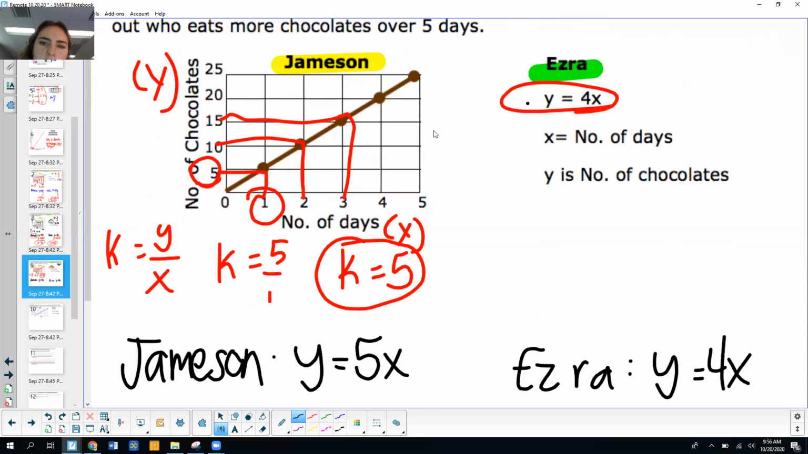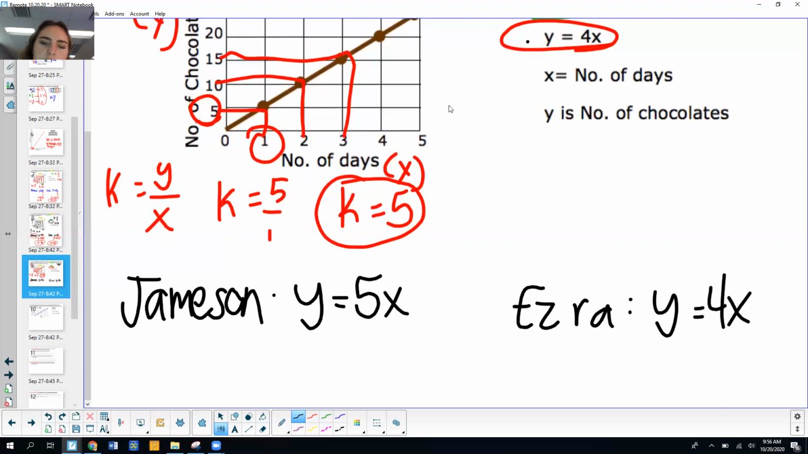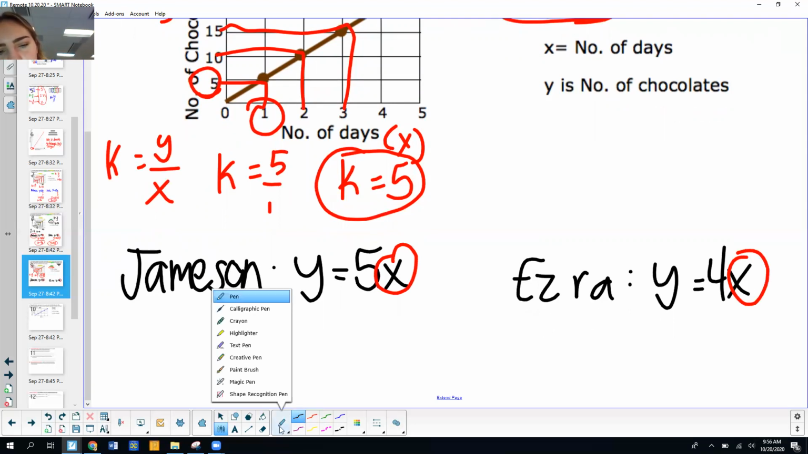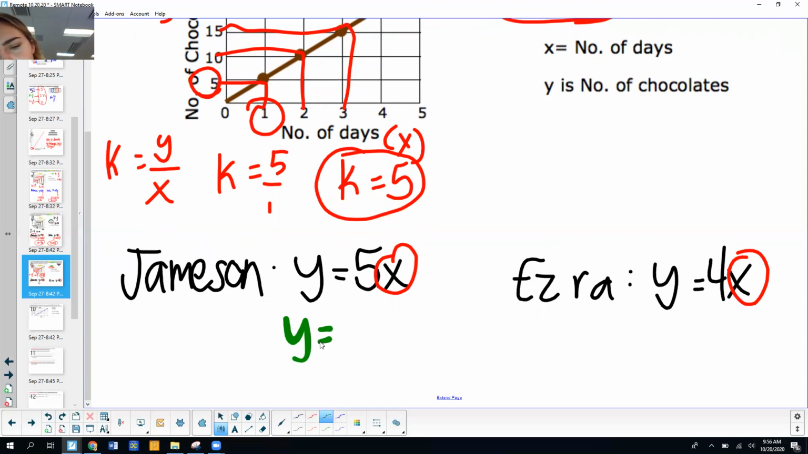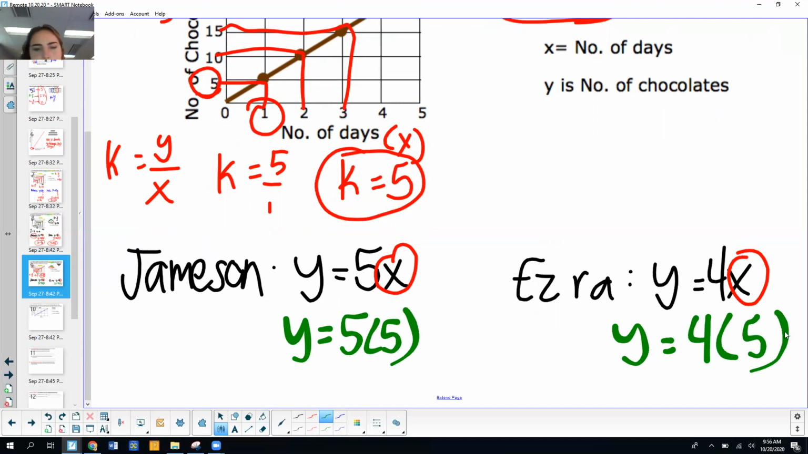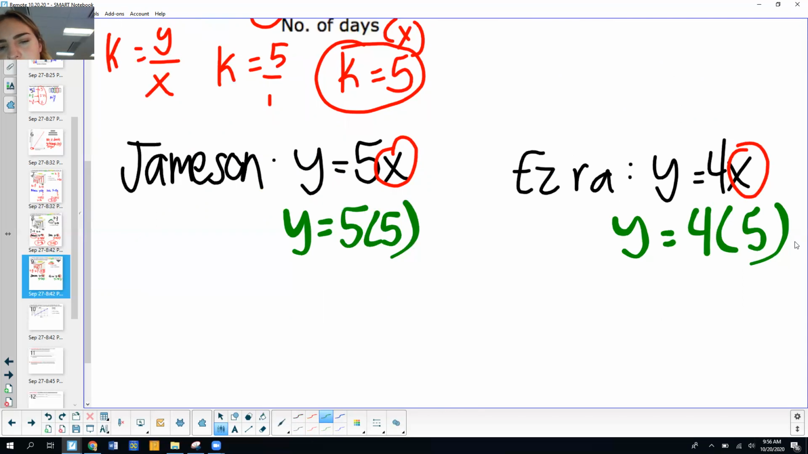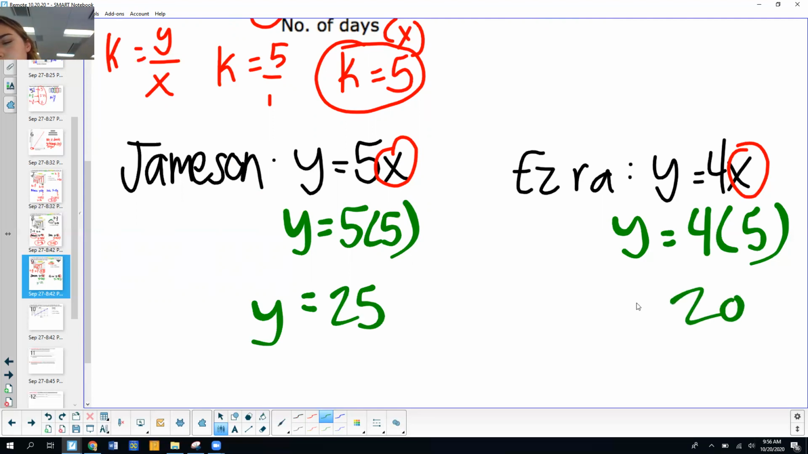To figure out who eats more chocolates over 5 days, I'm going to plug in 5 for x in both of these. So I'm going to write y equals 5 times 5, and y equals 4 times 5. 5 times 5 gives me 25. 4 times 5 gives me 20.